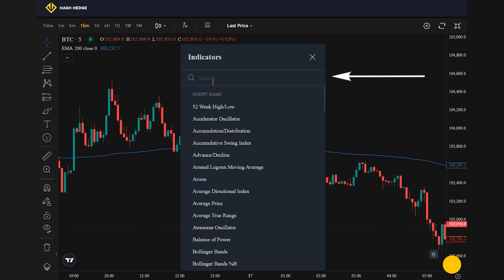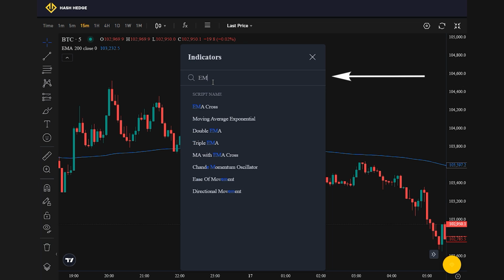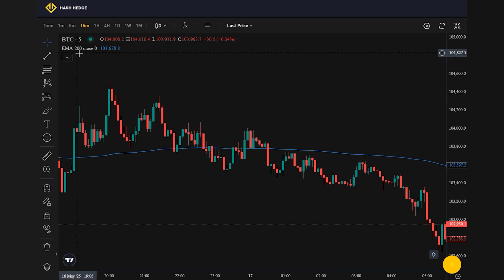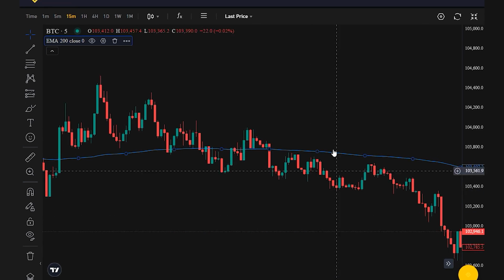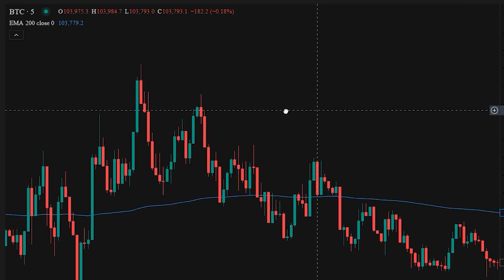To add it to the chart, you need to enter EMA in the indicator search menu and select exponential moving average. Next, after we've added it, the default is going to be period 9. We need to set it to 200. After we set the period to 200, our chart will look like this.